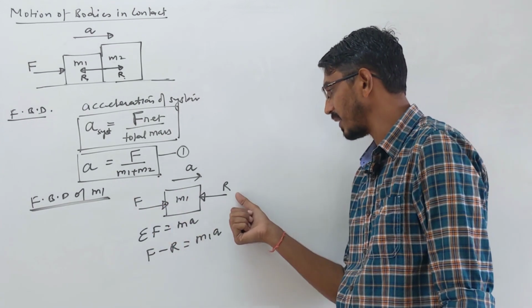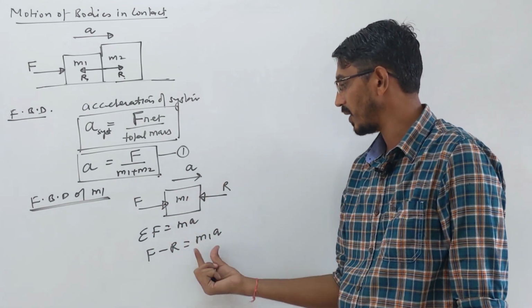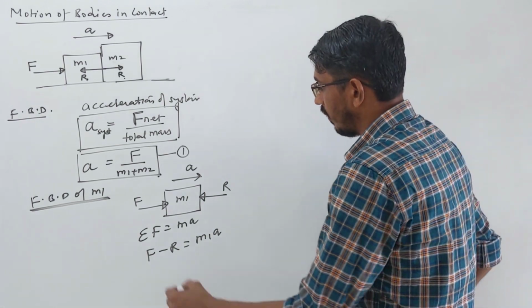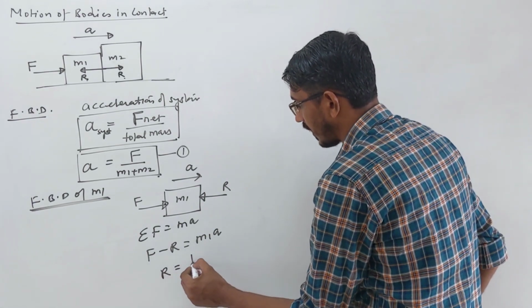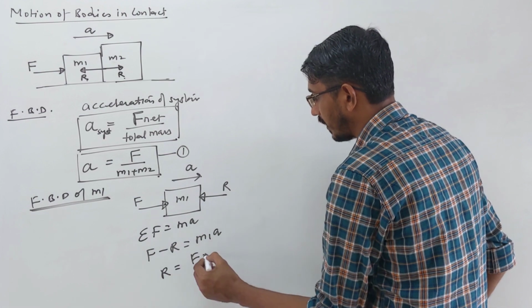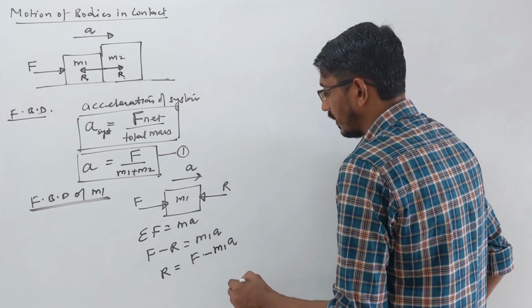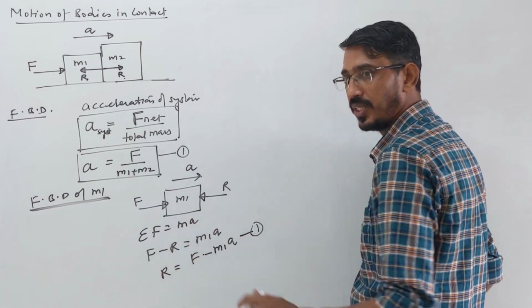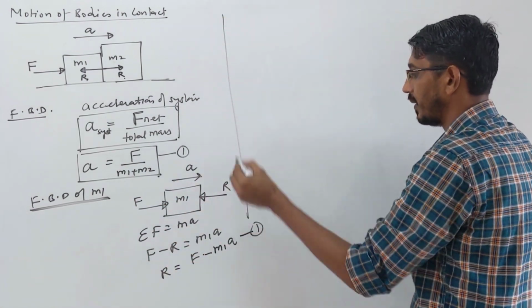So F minus R, the reaction, is equal to what? MA. M is the mass of that body, M into A, right. Yeah, we have to find R. So what is the answer? F minus R, I bring this side, is M1A. Now acceleration we have already found here, so we can put that acceleration here. What answer will we get? Look here.